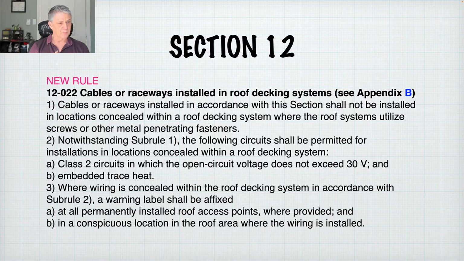Subrule 3. Where wiring is concealed within the roof decking system in accordance with subrule 2, a warning label shall be affixed at all permanently installed roof access points where provided and in a conspicuous location in the roof area where the wiring is installed. So what this is saying now, no more than 30 volts, and it could only be embedded heat trace, and you have to label it.